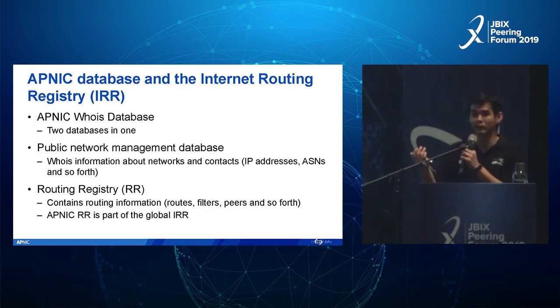So there are many routing registries out there, such as the RADB and so on, but we are also one of the routing registries in the world. So in the routing registry, we record route objects that actually show which AS number is announcing which IP prefix.